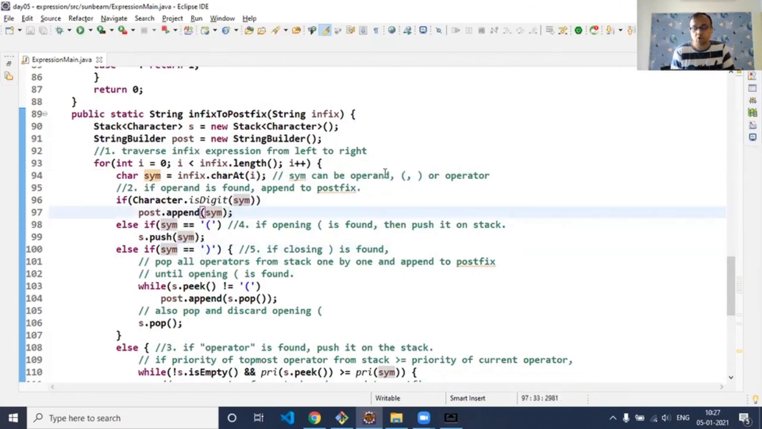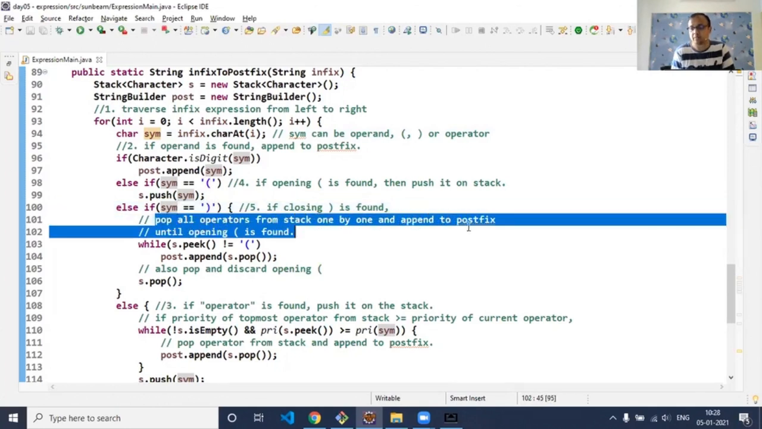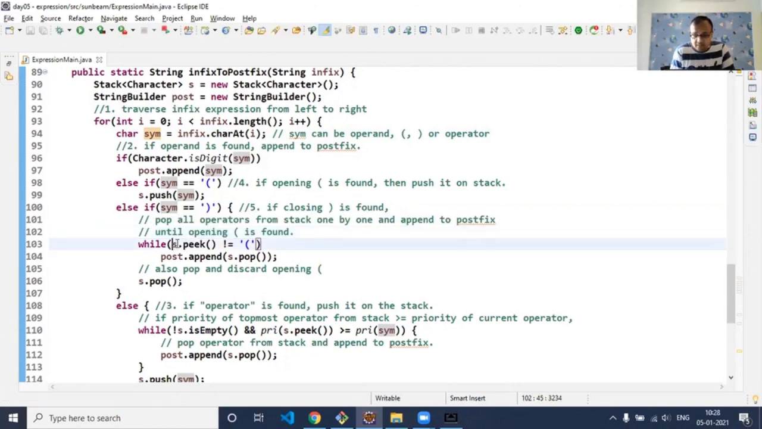Now what is left? Wait, we have checked two conditions: operand done, opening done. Sir, if it is closing, what to do? OK, if it is closing, we are saying that pop all operators from the stack one by one and append them to the postfix until an opening is found. So I'm saying that until the top of the stack is an opening, keep popping each one and appending it. Pop and append, pop and append.